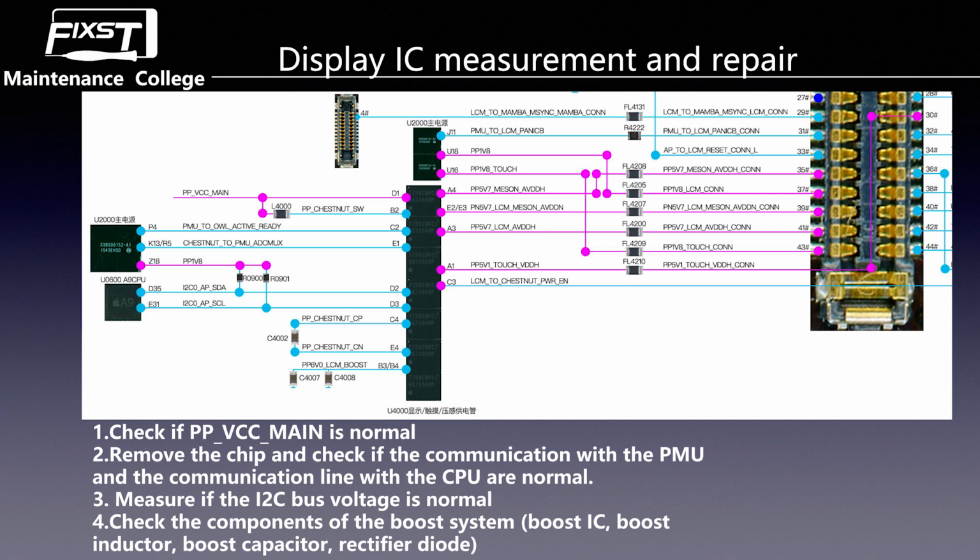We need to test not only whether the resistance is okay or not. When we test and the resistance is okay, it means that this line is just not open. But whether it has the normal voltage, we don't know. So we also need to test the voltage of these I2C lines.